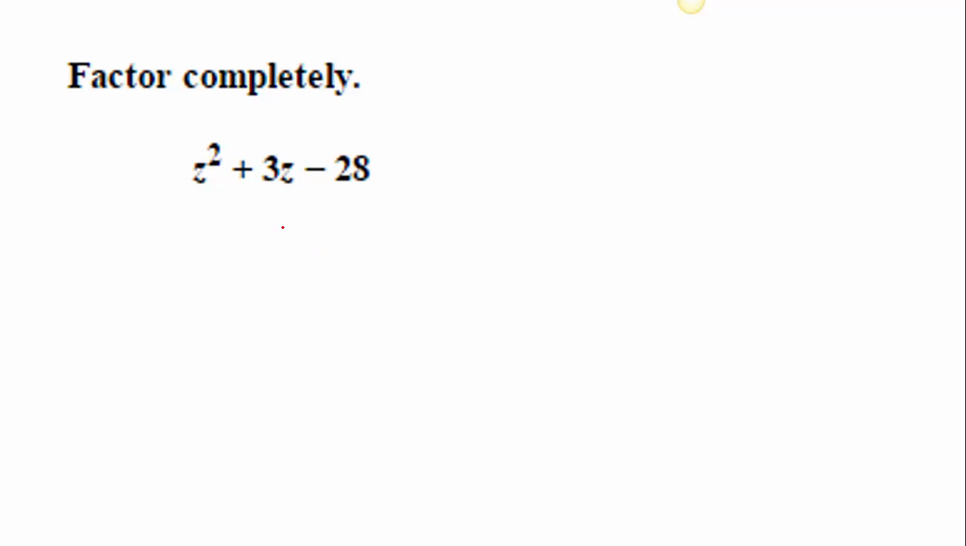Factor completely. Again, we've done this. The product is negative 28. That's 4 times 7. The sum is 3. Okay, I want the product to be negative, so one of them should be negative. Which one am I going to pick negative? The negative 4. Why is that? Because negative 4 plus 7 is plus 3. Therefore, I pick the negative 4, and I pick the plus 7.